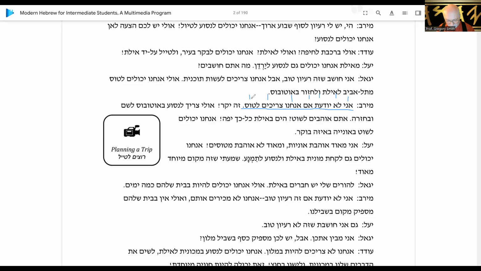אני לא יודעת אם אנחנו צריכים לטוס. So אני לא יודעת, that's right, it's lo yodaat because Merav is a female. Okay, so I don't know if we, tzrichim. You've got to get that guttural in there. Latus. אני לא יודעת אם אנחנו צריכים לטוס. Latus, to fly. So I don't know if we want to fly, if we should fly.